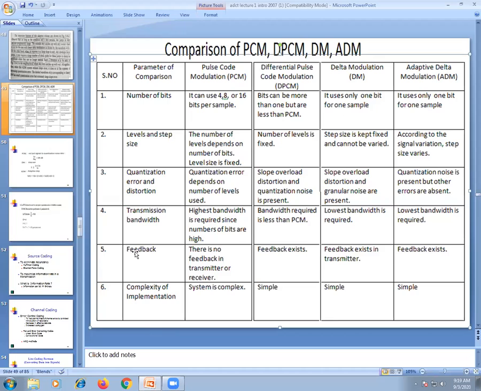Now, the fifth parameter: feedback. You can visualize the block diagrams for PCM, DPCM, delta modulation, and adaptive delta modulation. What is the PCM block diagram? Students, I think you have practiced all the block diagrams. The PCM block diagram: at the transmitting end there are three blocks, sampler, quantizer and encoder. After the quantizer, the signal is given to the channel.